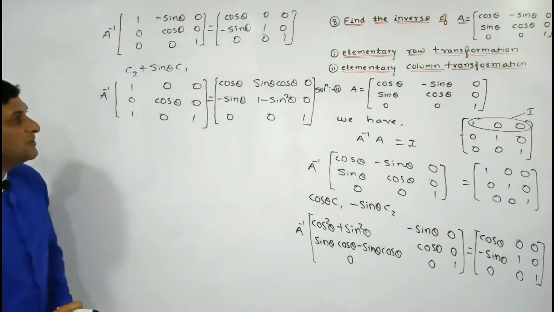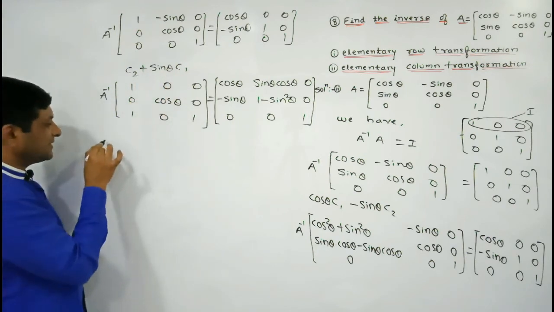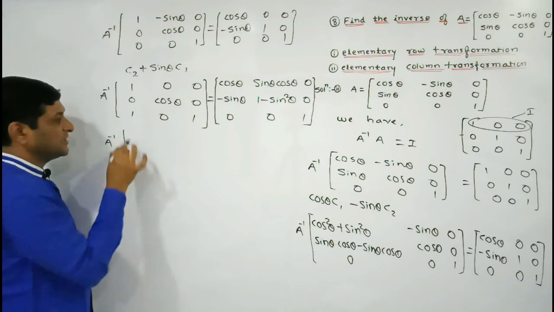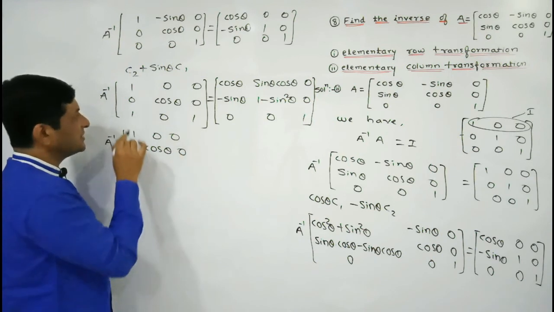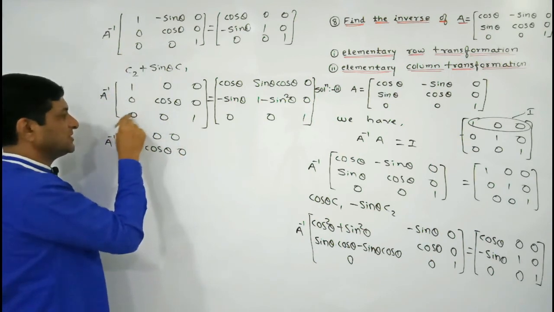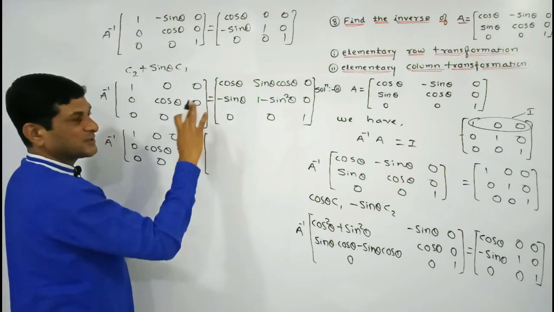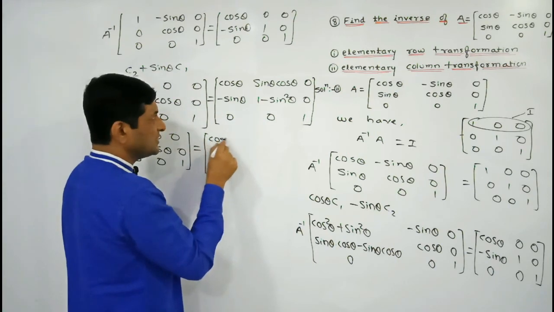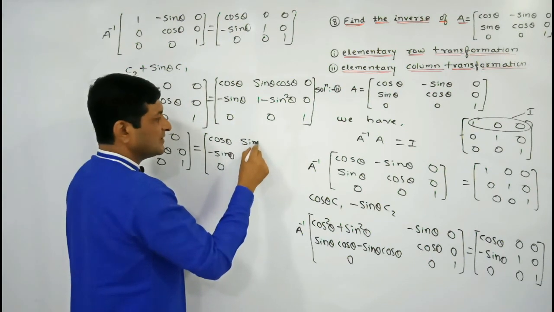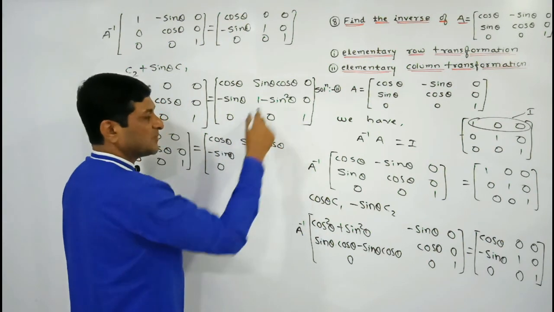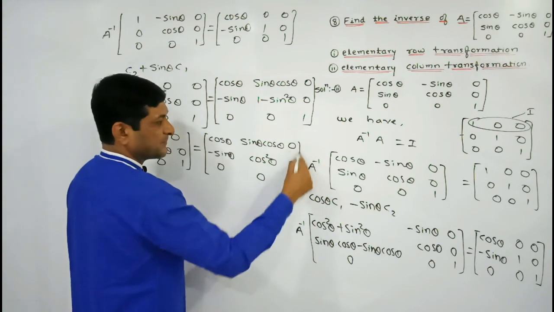Okay, so now we are simplifying it. Whenever any operation is performed, we have to take one step for simplification. So here 1, 0, 0, 0, cos theta, 0, 0, 0, 1 is equal to. On this side also let us simplify it. Cos theta, minus sin theta, 0, sin theta cos theta, and 1 minus sin square theta is cos square theta, 0, 0, 1.